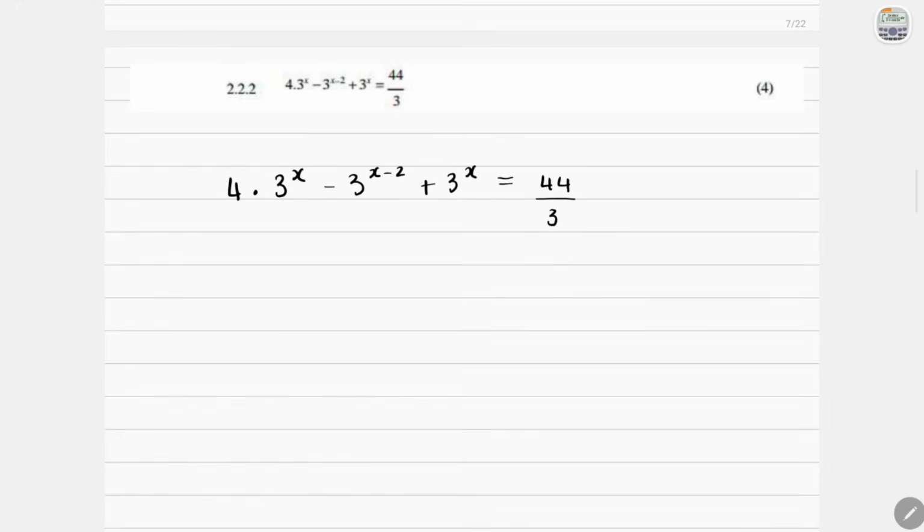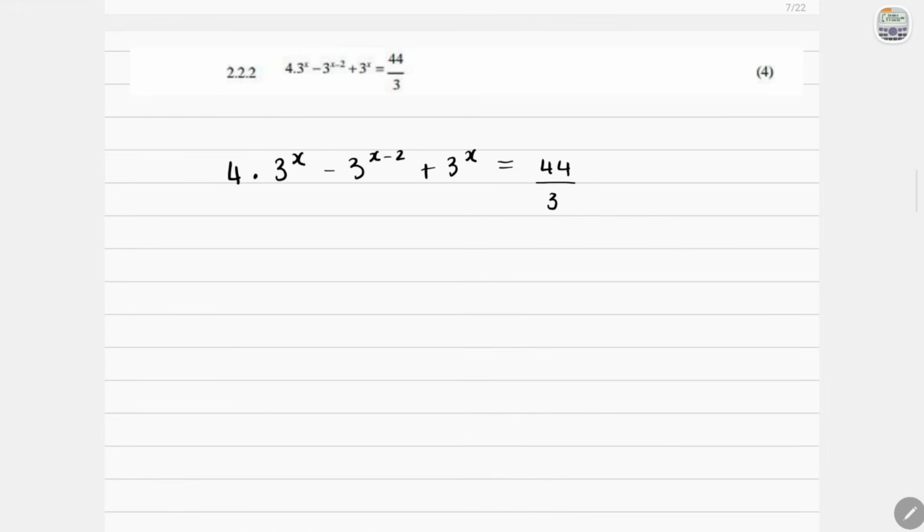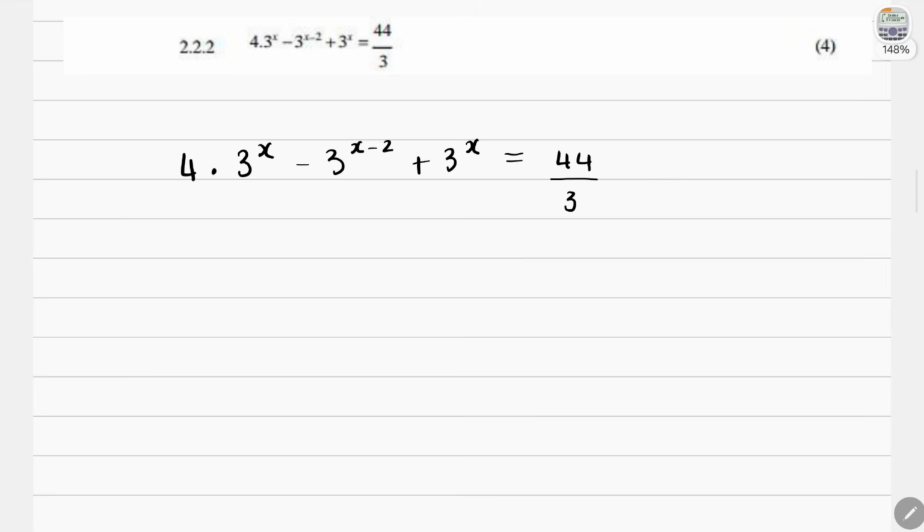Okay, the next question, 2.2.2, says we need to solve for x in this equation. And this is an exponential equation. Let's just focus on the amount of terms we have first, because there's something repeating all through. You see that terms are separated by plus or minus signs. There's a minus sign, there's a plus sign. So it means you have 1, 2, 3 terms on the left-hand side. And what you notice about these 3 terms is they all have a 3 to the power of x. So we can actually take 3 to the power of x out as a common factor.